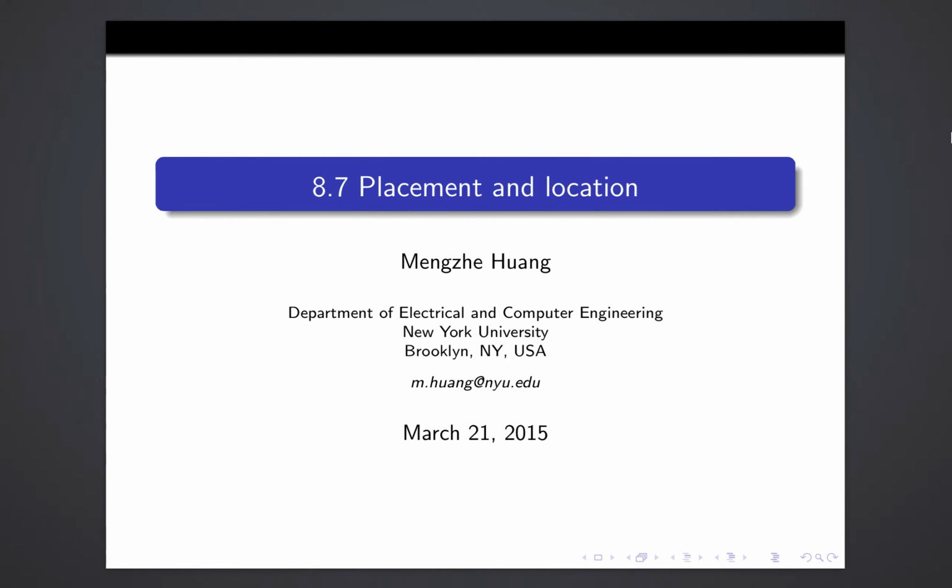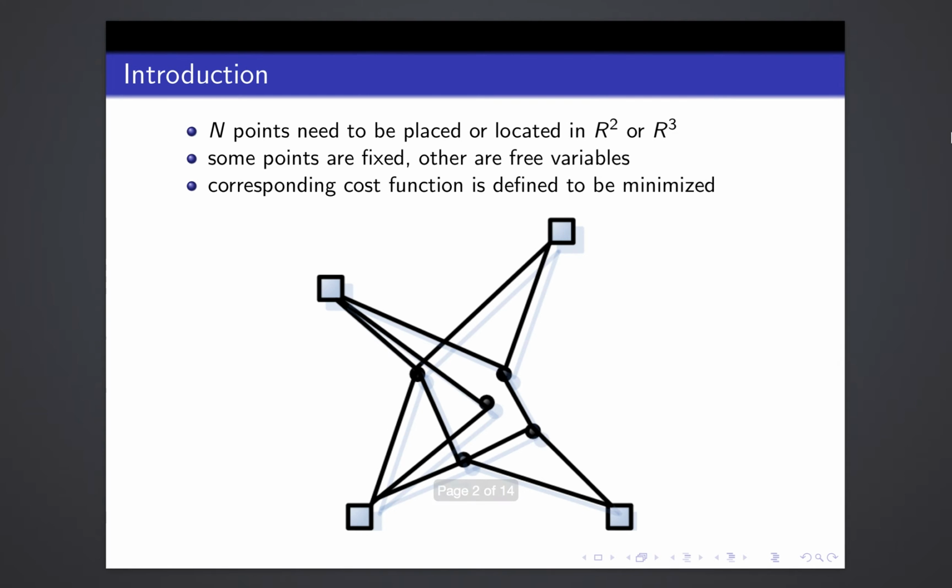Hi everyone, my topic today is placement and location. Here is the introduction part of placement and location. In this part, I'll introduce the problem.